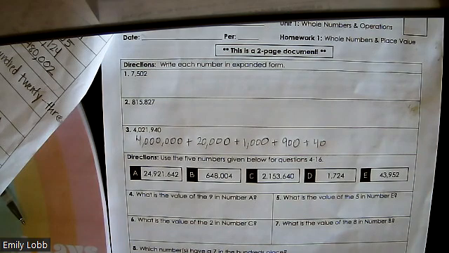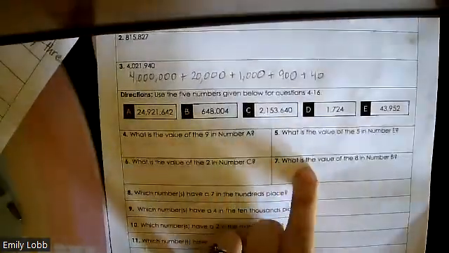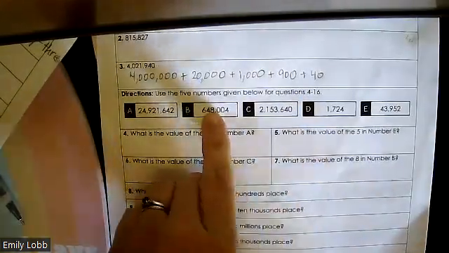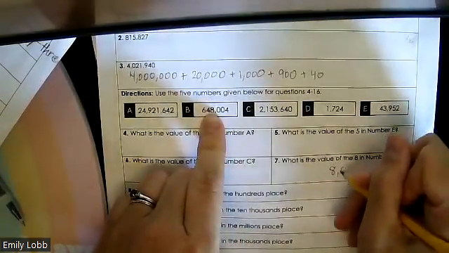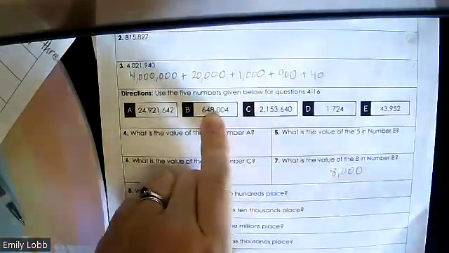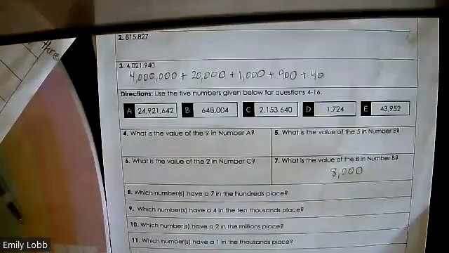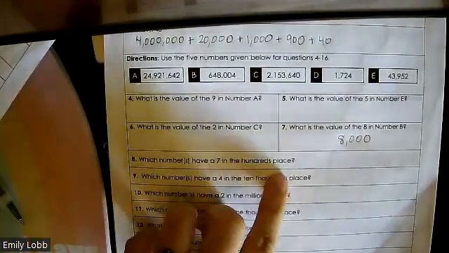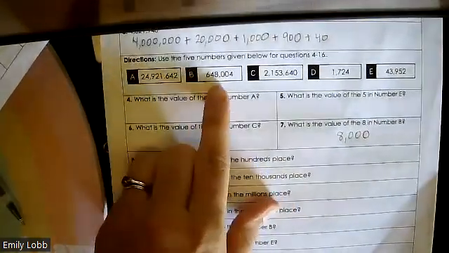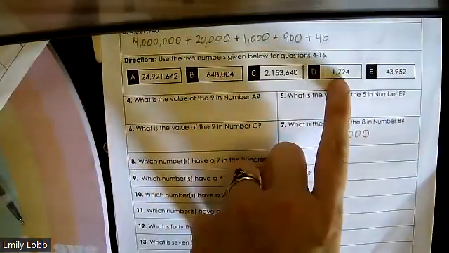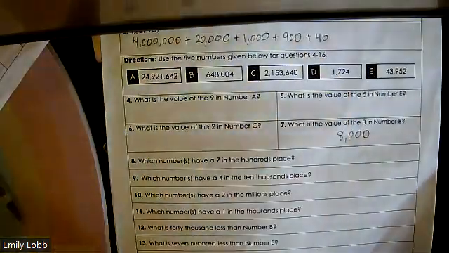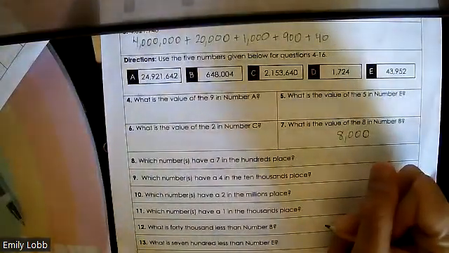4, 5, 6, and 7 are all the same. If I look at number 7, what is the value of 8? In number B, this value is 8,000. If it asked you for the place value, you could say the thousands place, right? Which numbers have a 7 in the hundreds place? So I'm looking in the hundreds place, the hundreds place, the hundreds place. There's only one with a number in the hundreds place, and that is the letter D. Did we find it? Oh, good.